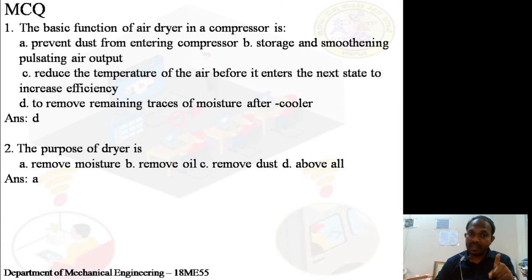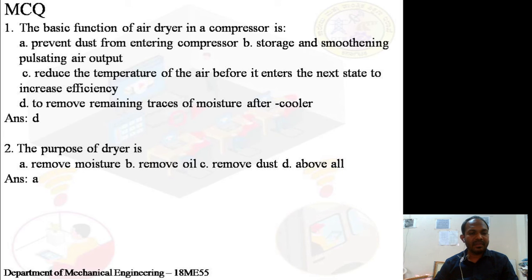So the A is a function of filter, B is a function of the receiver, and the third one, it's a function of a cooler, and the fourth one, to remove the remaining traces of the moisture after cooler. So this is the correct answer for the air dryer functions.